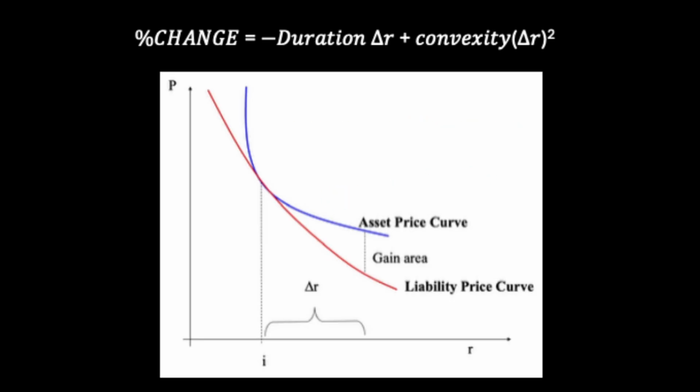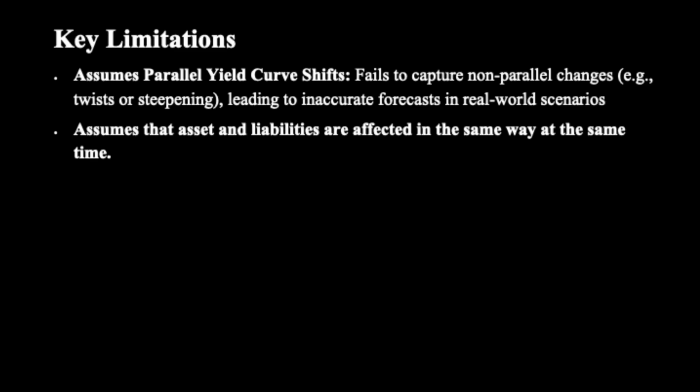However, there are key limitations. The first one is that this assumes parallel yield curve shifts. And this fails to capture non-parallel changes like twists or the steepening of the yield curve, leading to inaccurate forecasts in real-world scenarios. It also assumes that assets and liabilities are affected in the same way at the same time. And as we discussed in the previous episode, that doesn't really happen in real life often.